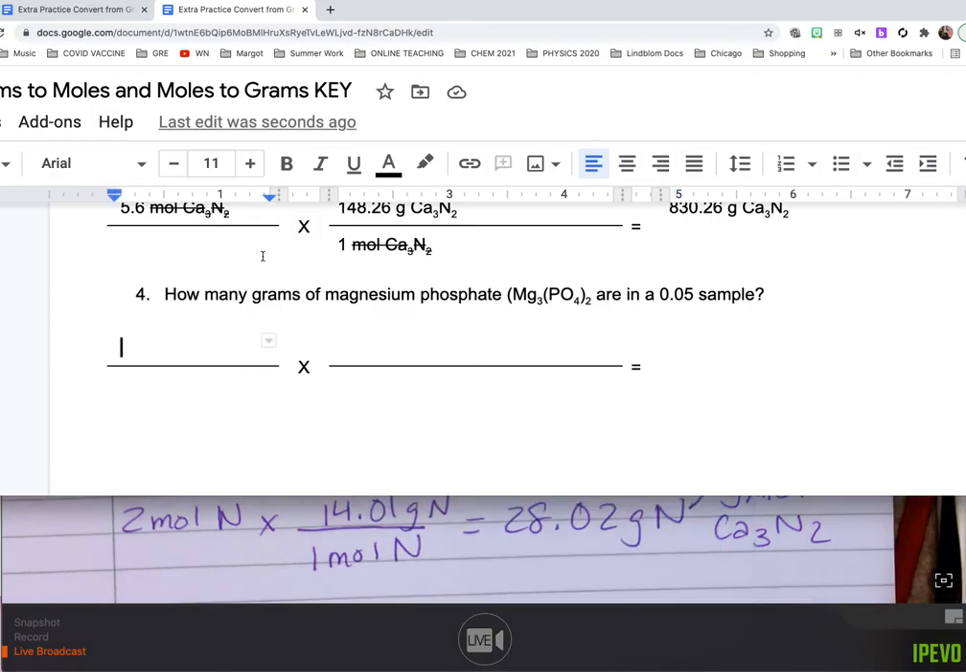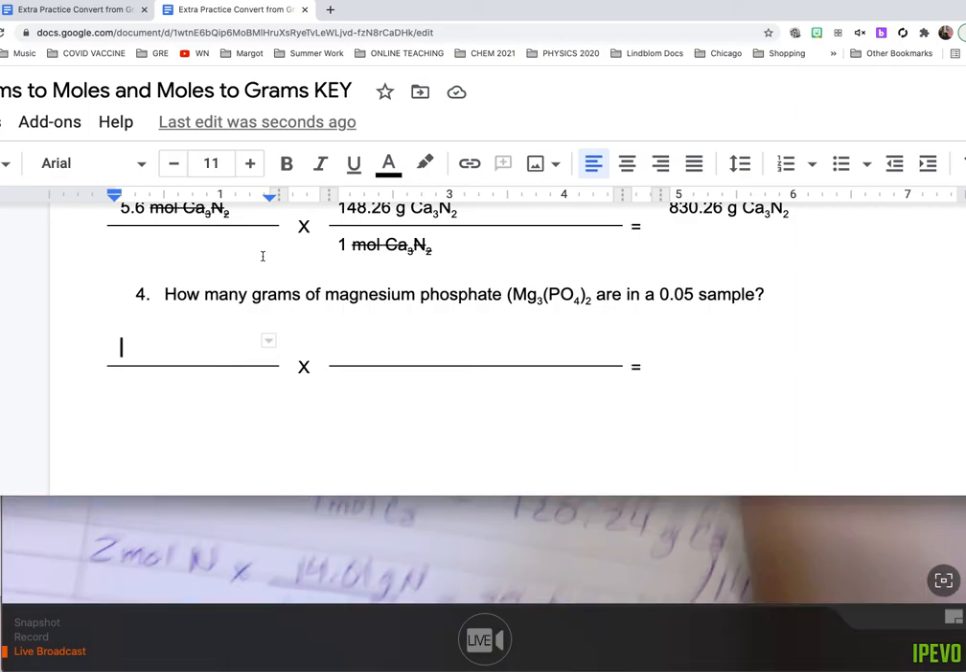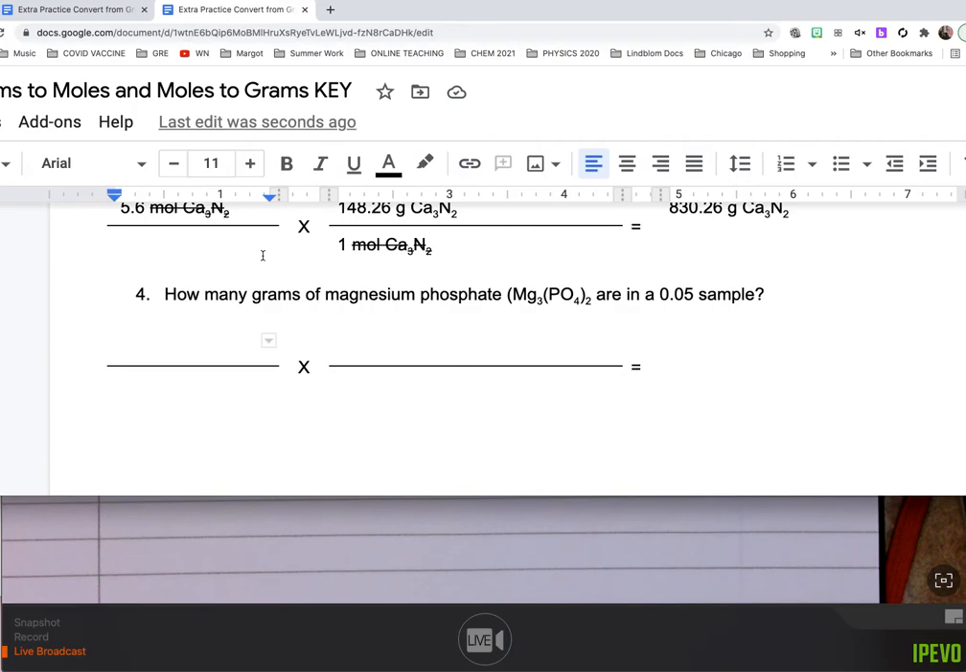Okay, so this last problem, how many grams of magnesium phosphate are in a 0.05 gram sample? Just noticing a typo there that I will fix before you all see this. So what I'm going to put here is 0.05 grams of magnesium phosphate. Oops. Actually, this should say moles. Sorry. That's why units are important.